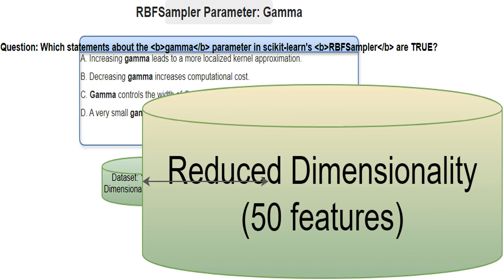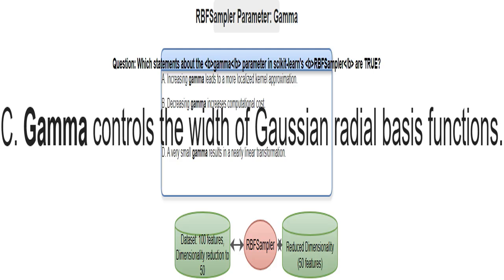I'm using RBFSampler, a scikit-learn tool that approximates a kernel using random Fourier features, to accomplish the dimensionality reduction. Think of it as a smart way to compress our data. I have a dataset that initially has 100 features, but to make things easier to work with computationally, and to potentially improve the model's accuracy and reduce overfitting, I am reducing this number down to 50. This is where the RBFSampler comes in.